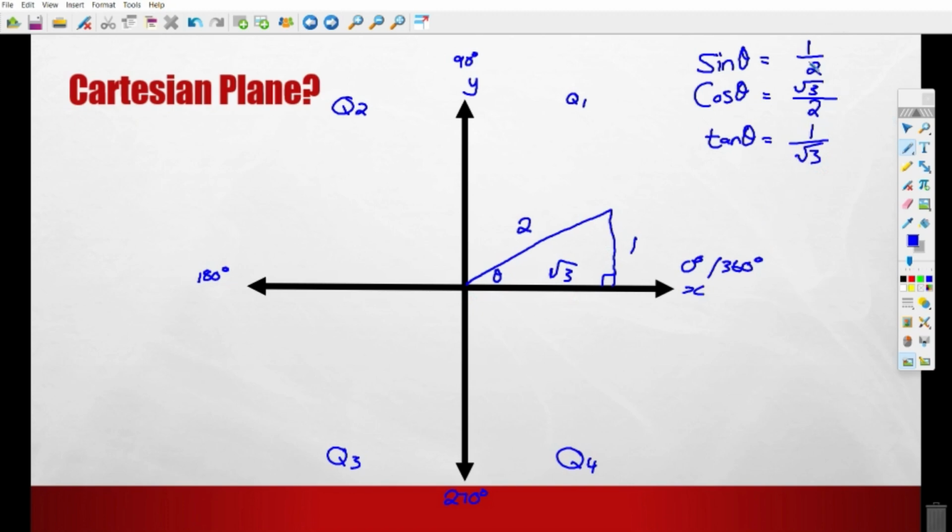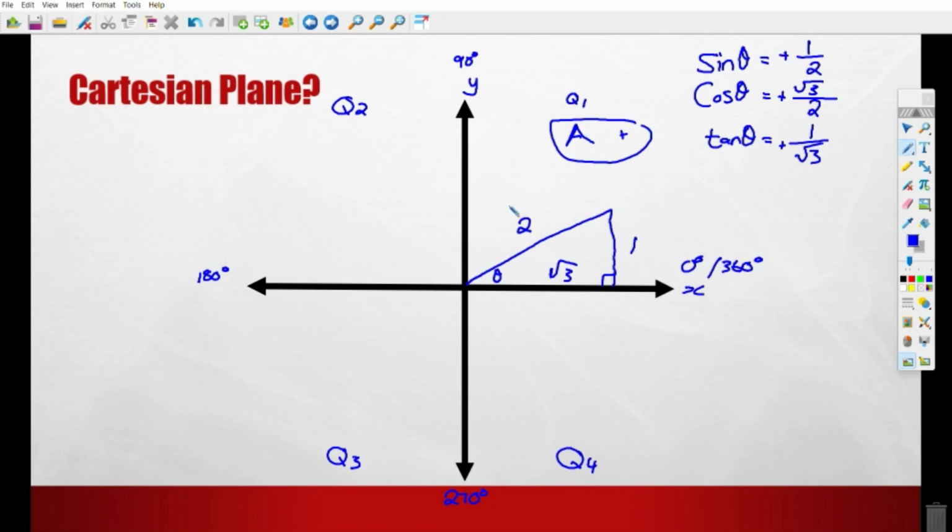If I look at all of these values, can you see that they are all positive? There are no negatives here. That means in quadrant 1, any value that you get for sine, cos, or tan is going to be positive. I'm going to put an A there for all, because all of them are positive.